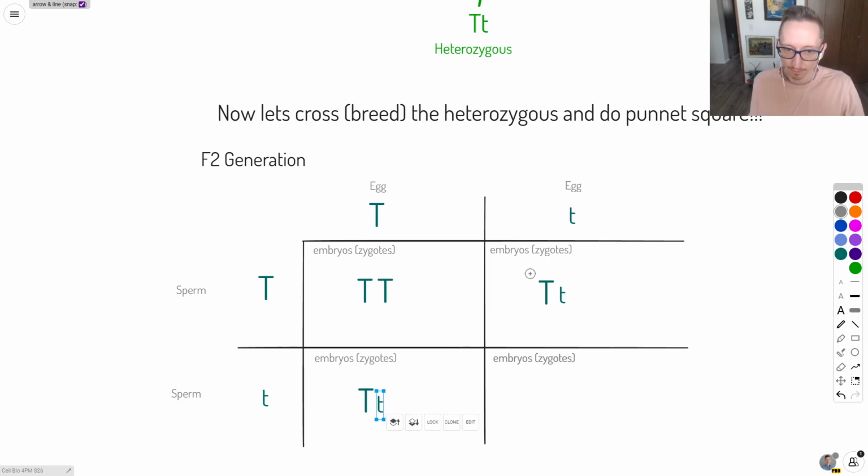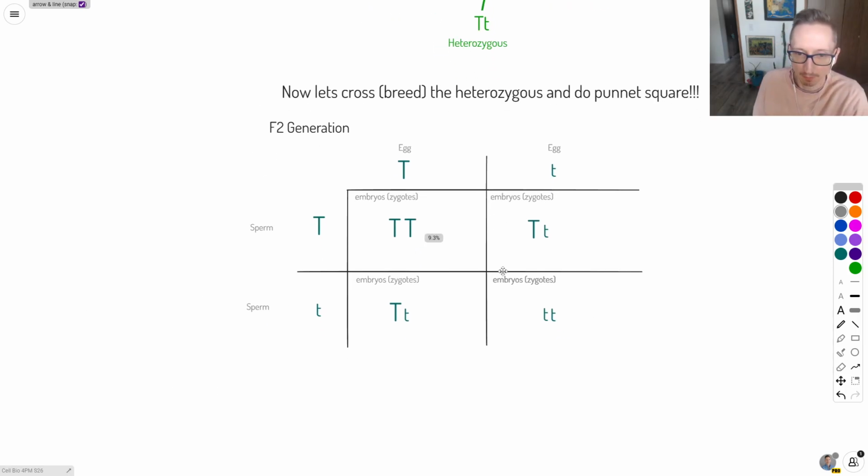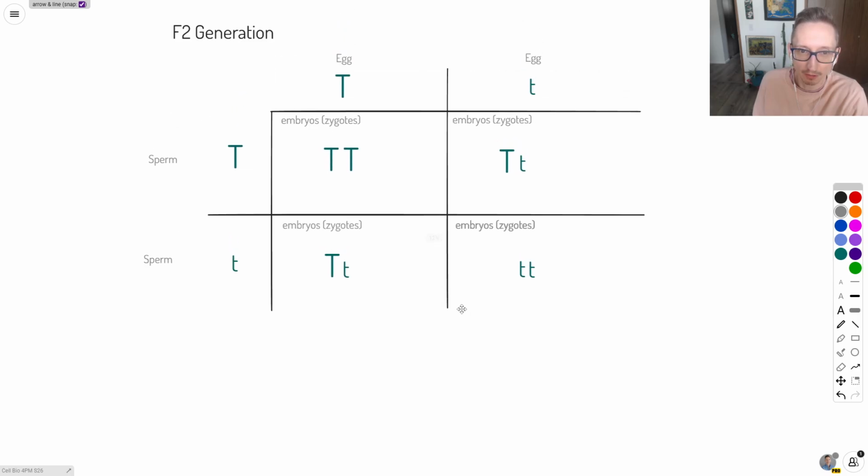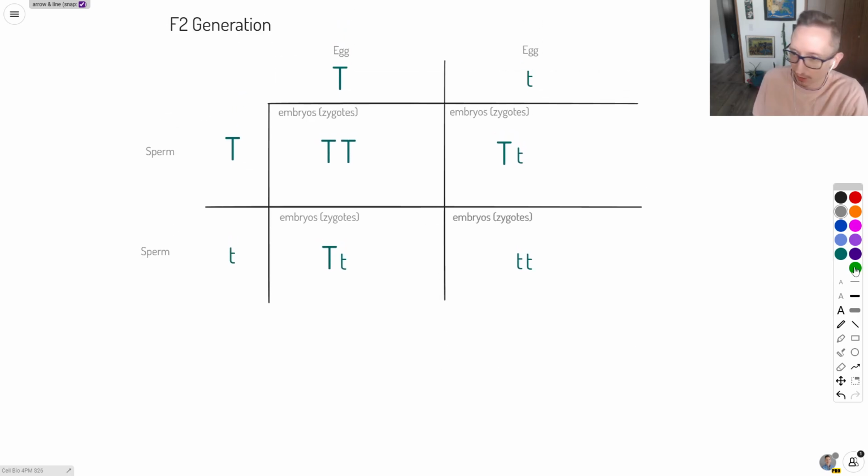Then we bring this one over here, this little t and this little t. Bring that on down, and bring this on over. So these are our possibilities for our genotype. This is our F2 generation, crossing two heterozygotes, and we got these possible genotypes.